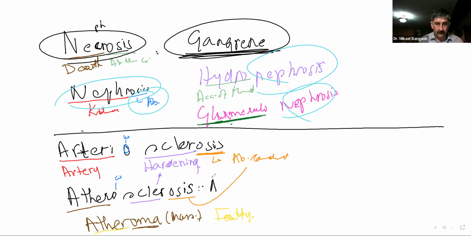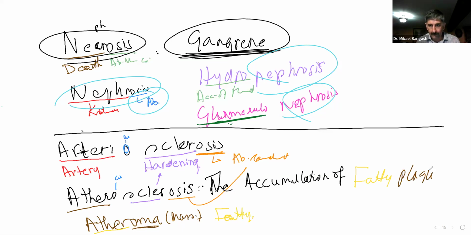So what is going to be the definition of an athiroma? That's going to be, we can say, the accumulation of, I may make it a little colorful, fatty plaques. And where is it that these fatty plaques will accumulate? In the blood vessels.